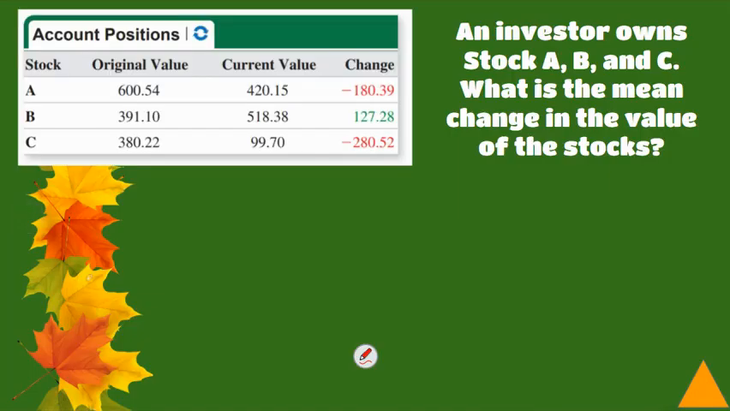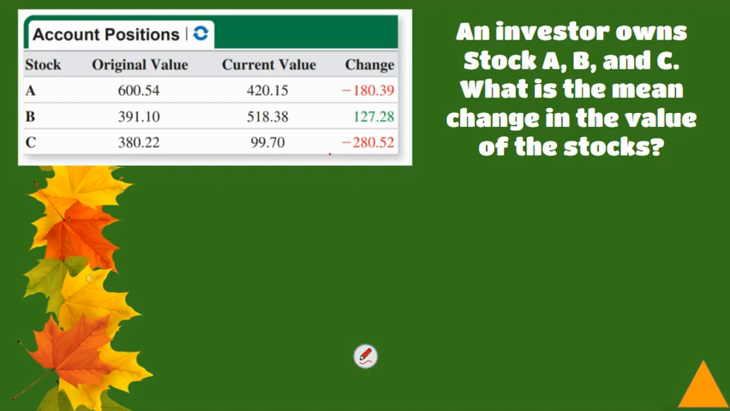And then yeah, this one, thinking about why we focus on positives and negatives. So this one is the investor owns stock A, and B, and C. What is the mean change in the value of the stocks? So you guys can figure that out.